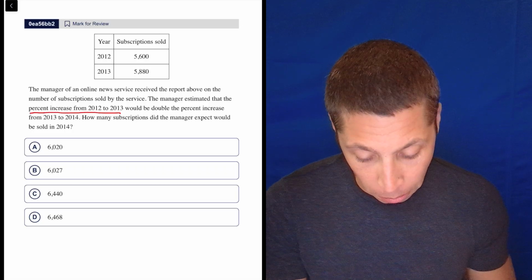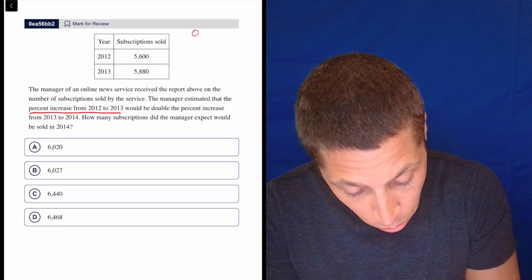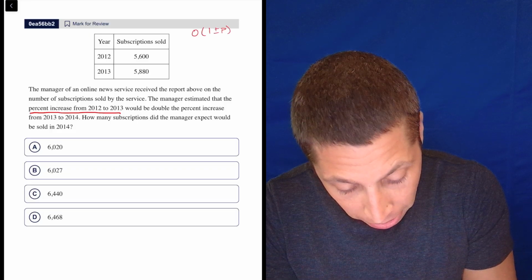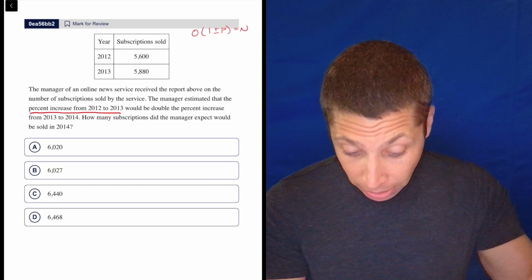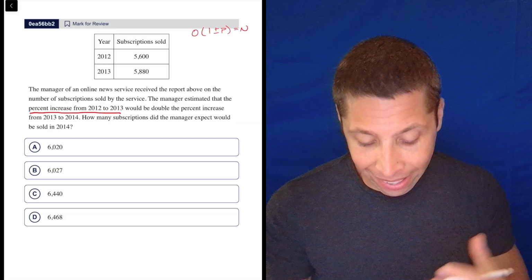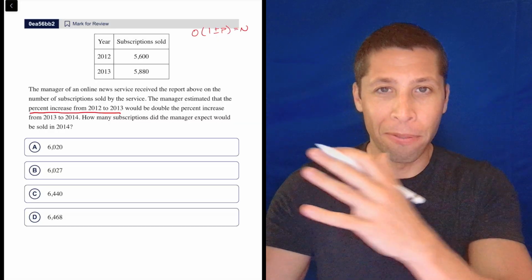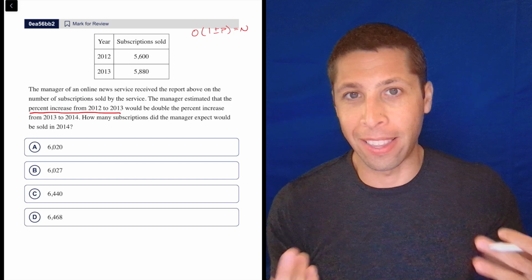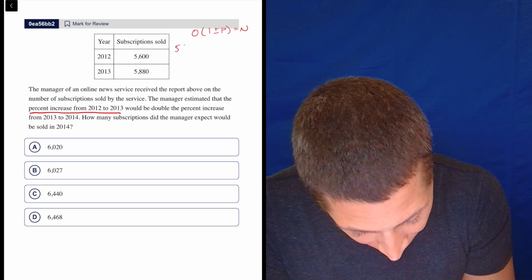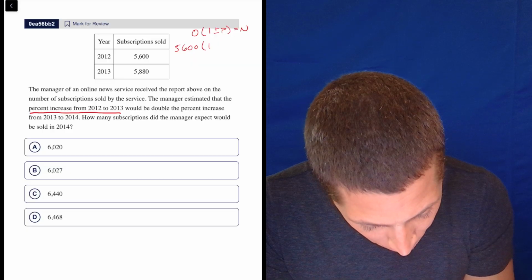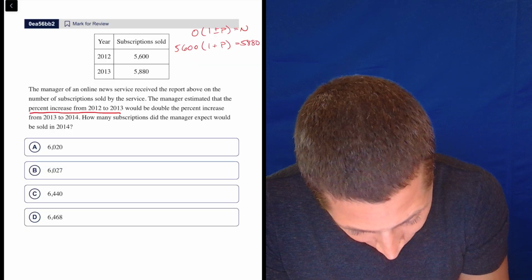So let's use the open formula, right? So let's do it up here. We're going to do O times 1 plus or minus P equals N. I know that I'm using that particular open formula because it says percent increase, right? So they're really giving it to me, and they say from 2012 to 2013. So they're telling me just follow the normal order: the original is the first date and the new value, the N, is the second date. So that means 5,600 goes here. We don't know the P, and we have the N as 5880.